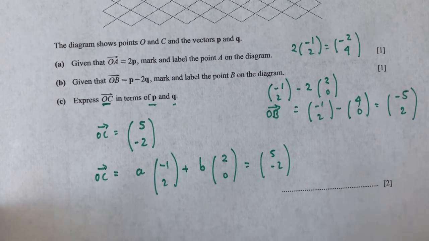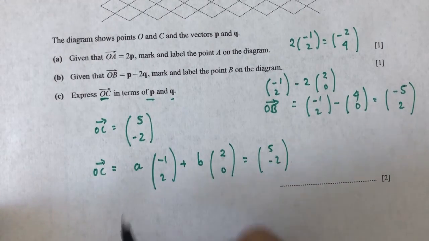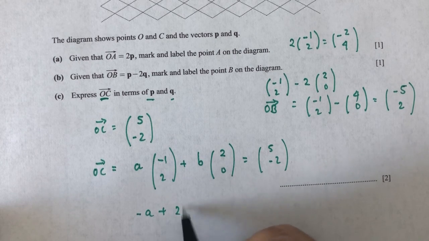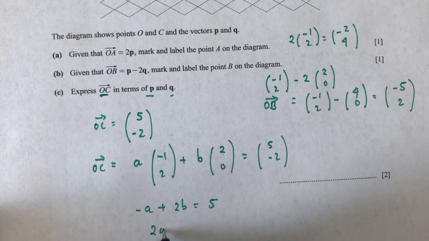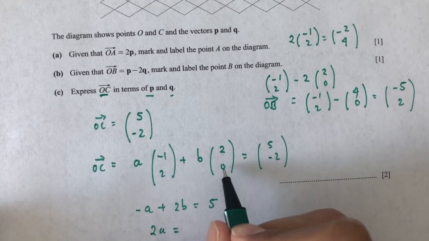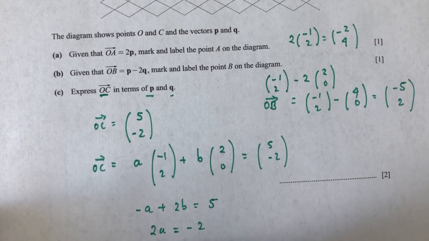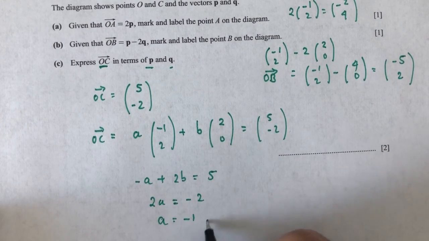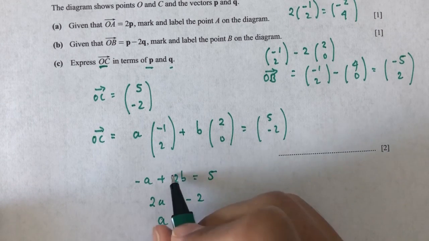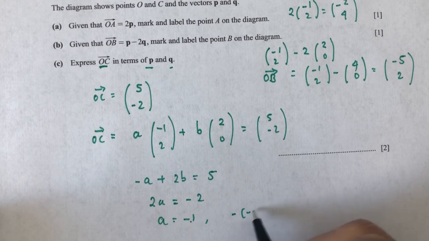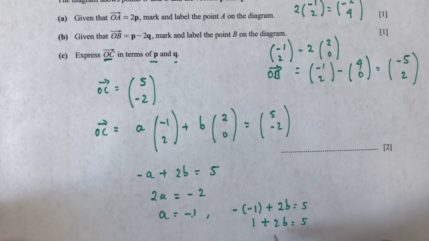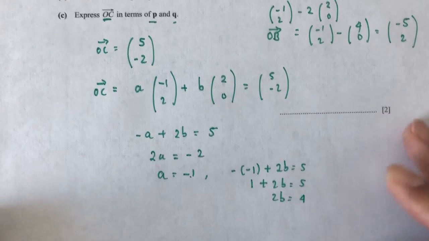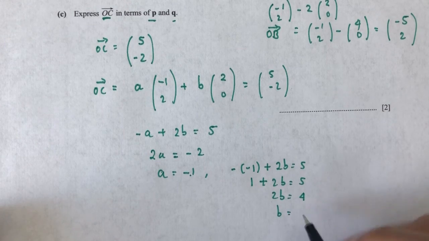Okay, so we can solve this as a simultaneous equation. We expand, we have minus A plus 2B equal to 5. That's the first equation. And here we have 2A equal to, so B is 0, so minus 2, which means A is equal to minus 1. And we have to replace the value here. We have minus 1 plus 2B equal to 5. So 1 plus 2B equal to 5. So 2B equal to 4. So the value of B will be 2.